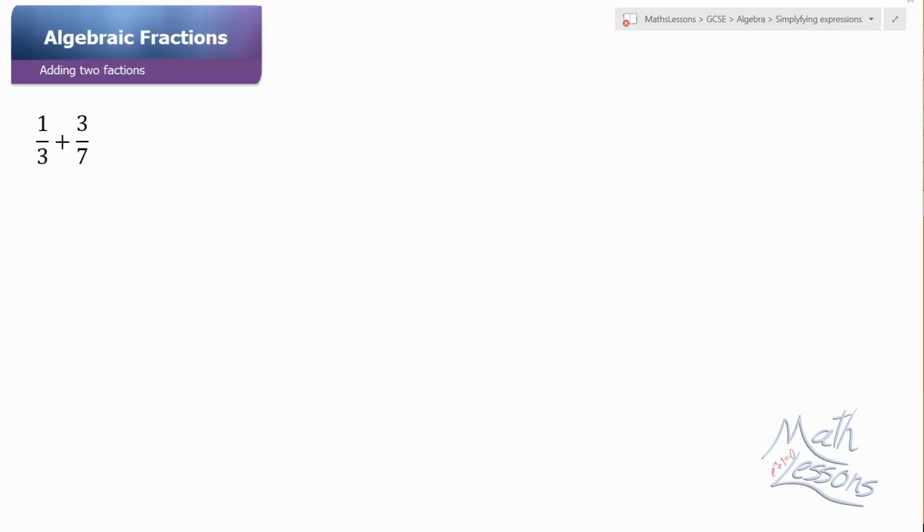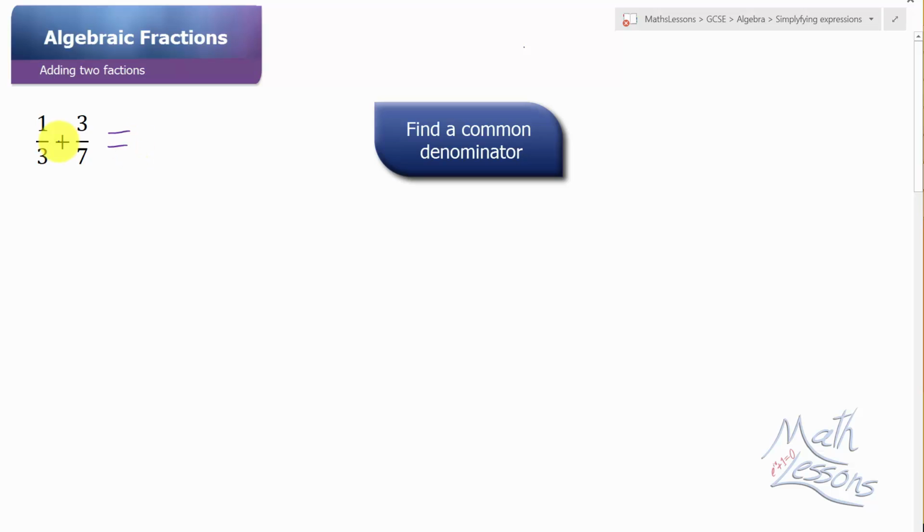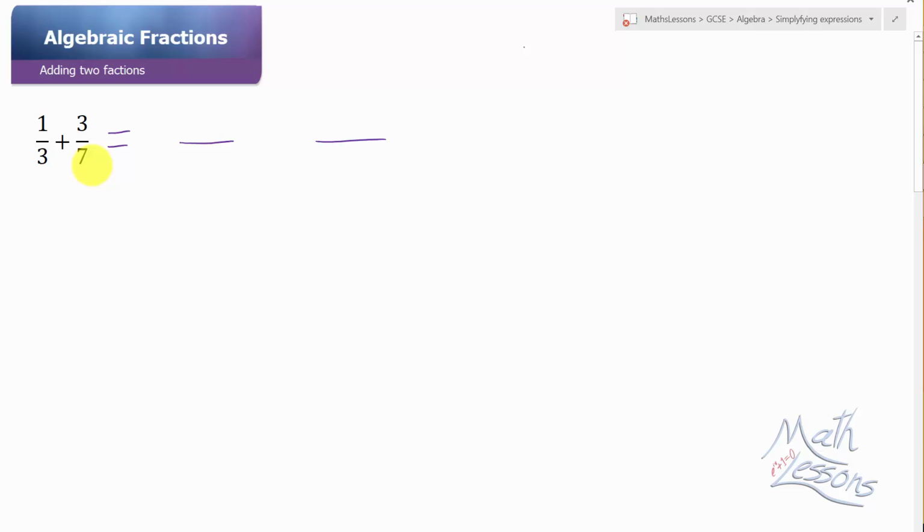Right, here we are. We're going to have a look at some algebraic fractions. But before we start with the algebra side of things, let's just look at how we do basic fractions. And remember, the first thing we do is we look for a common denominator. So let's see what both 3 and 7 go into. And they both go into 21. Helps to remind us, if you're stuck on algebra, just think what you do with numbers.